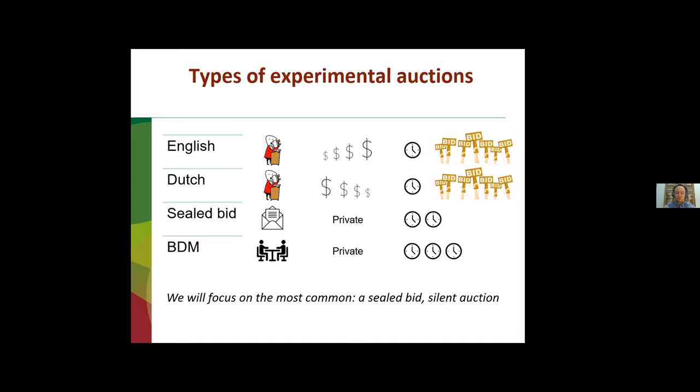So we're going to focus for the rest of this presentation on the most commonly used example, and what I used in the Lao example, which is a sealed bid silent auction. So people are not discussing with each other, and the bid is kept written down and kept private.